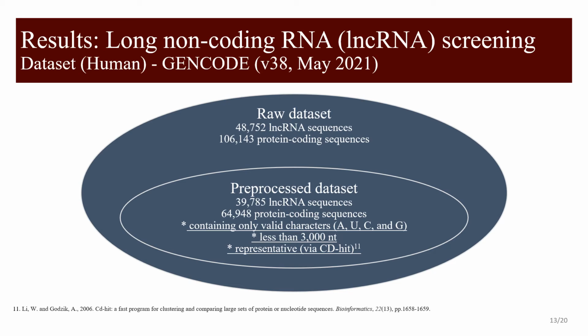As a result, we have 140,733 RNA sequences consisting of 39,785 LNC RNAs and 64,948 protein coding sequences.